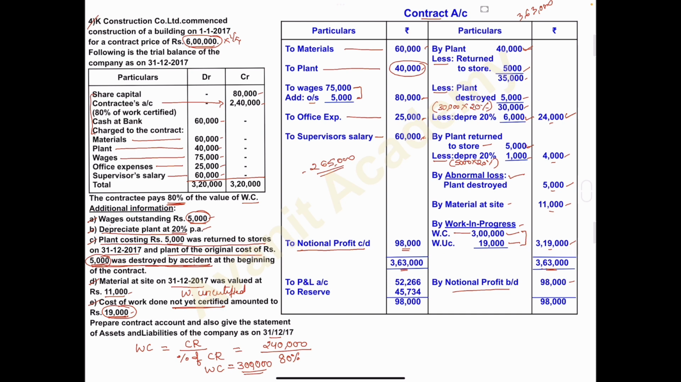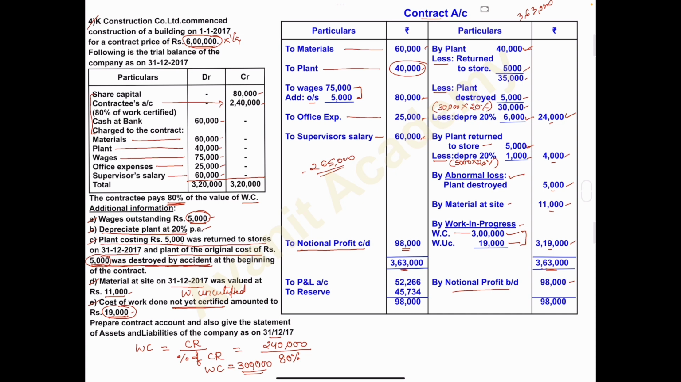The second condition is, if the work certified is more than 1/4, yes it is, but it should be less than half of the contract price. 6 lakh into half, you will get 3 lakh, correct? So the second condition will not apply because it is not less than half of the contract price. The third condition is applied because the work certified amount is half.